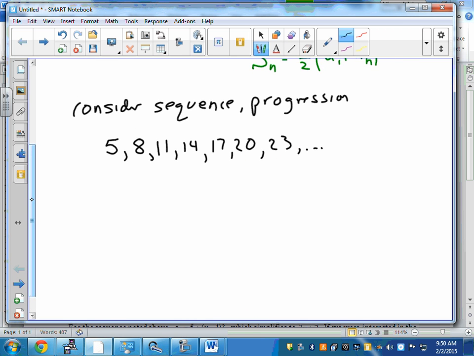Okay, so here's a finite sequence or progression, and it's pretty clear what's happening here. To get from one term to the next, we simply add 3. So if we added 3, this next term would be 26, and then we added 3 more, we get 29, and so forth. Okay, so here's the formula again.